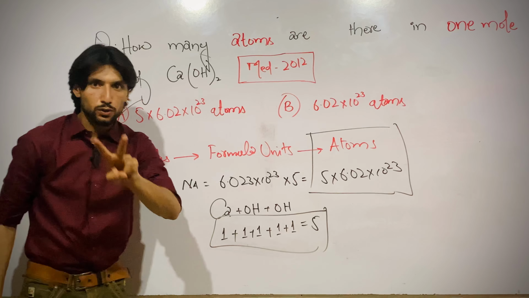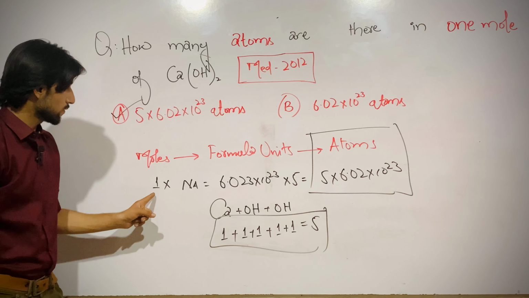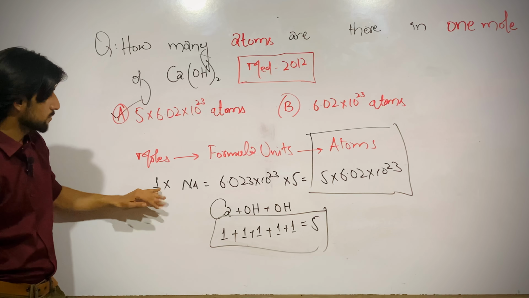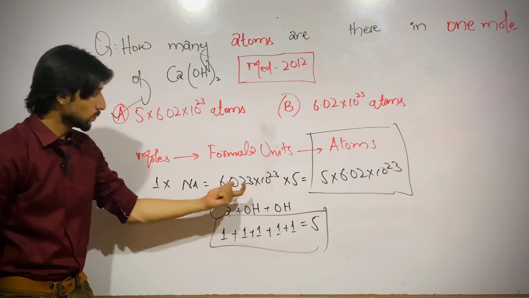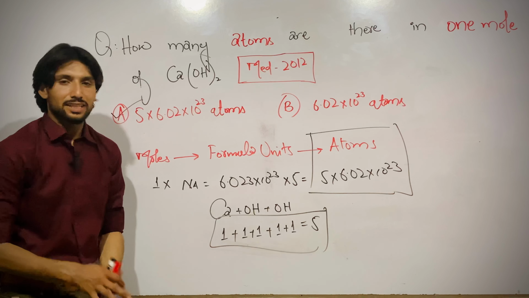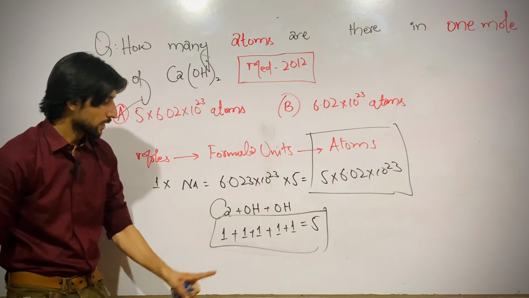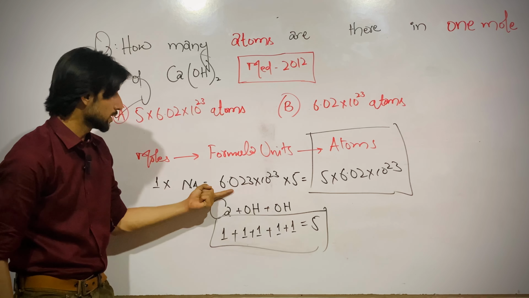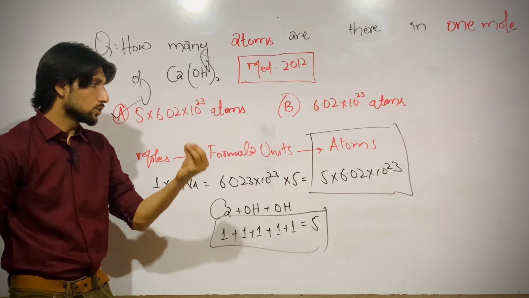So there were two steps involved in the solution to this problem. First of all, you have to convert the number of moles. For conversion of the number of moles, you have to multiply it with Avogadro's number, and after that you have to convert those formula units you got into the number of atoms. For that it is very easy. First of all, you have to find the number of atoms present in just one formula unit. Here in one formula unit we have got 5 atoms, so we have to multiply 5 with the total number of formula units and we will get the number of atoms present in those formula units.